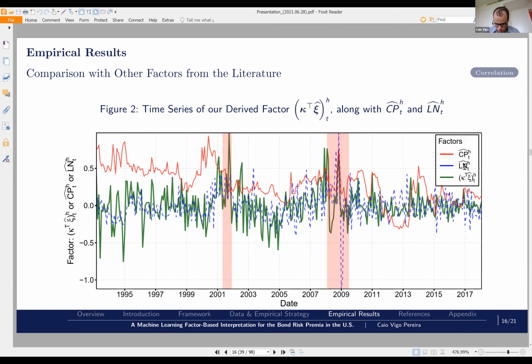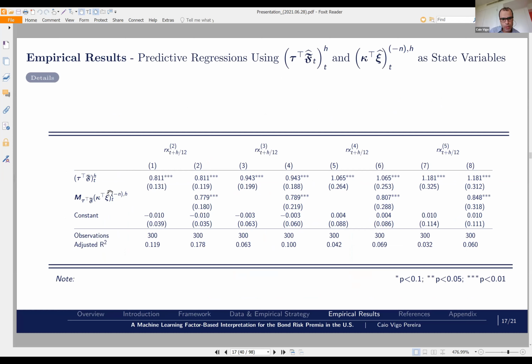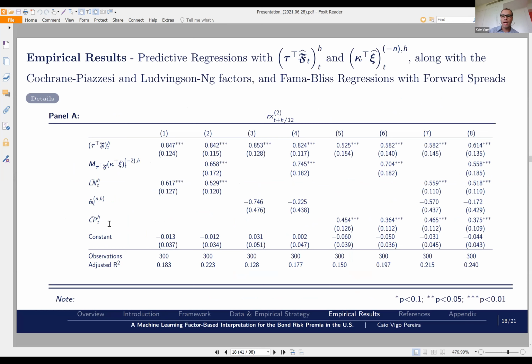Quick regressions here, two regressions just to comment and to close. Here, a predictive regression using the spanning factor and the unspanning factor. The takeaway of this table is that it's always statistically significant, and we have a good adjusted R-square. And here, if I compare with the other factors in the literature, Ludvigson-Ng, Fama-Bliss, and Cochrane-Piazzesi, you see that the statistical significance does not drop in any case. In some cases you're going to see Fama-Bliss disappearing. In some cases, if you go longer, you're going to see Ludvigson-Ng also being statistically not significant.